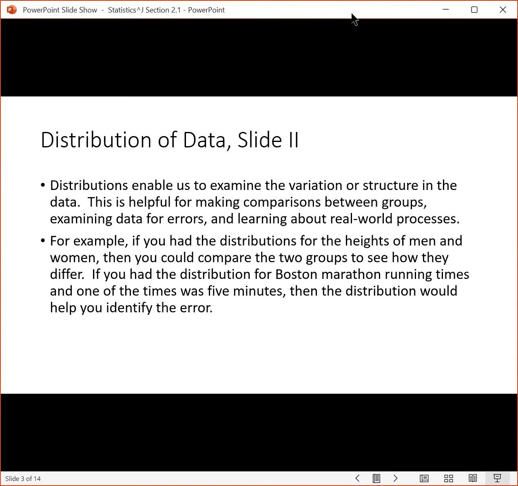For example, if you had the distribution for the heights of men and women, then you could compare the two groups to see how they differ. If you had the distribution for Boston Marathon running times, and one of the times was 5 minutes, then the distribution would allow you to identify the error, right? You can't run the Boston Marathon in 5 minutes.